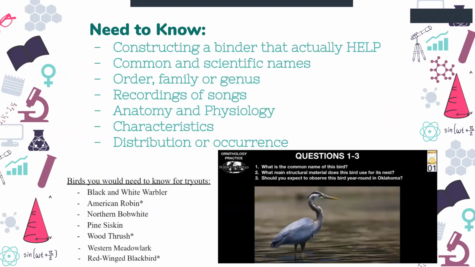All right, what do you need to know for tryouts? First, you would have to know how you could effectively construct a binder that is actually helpful.